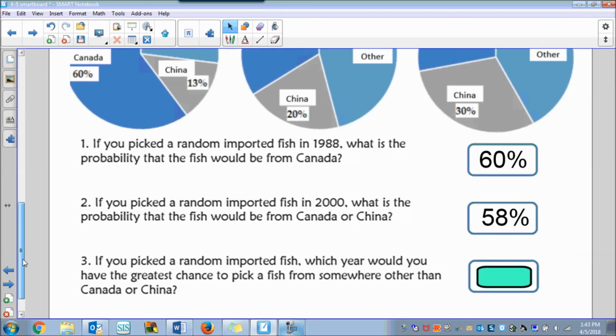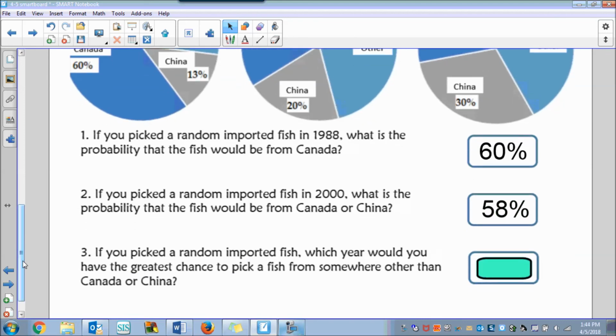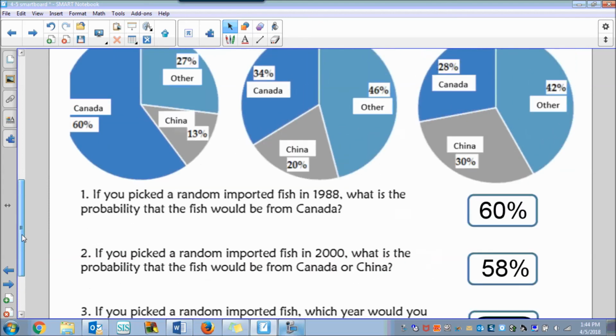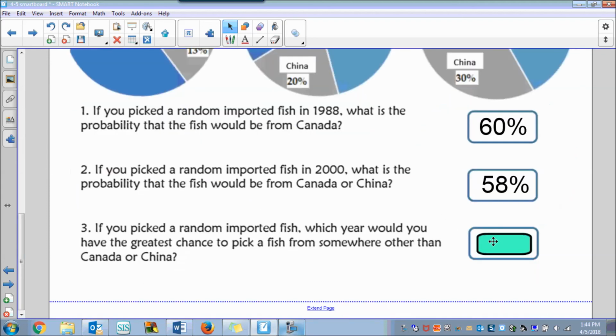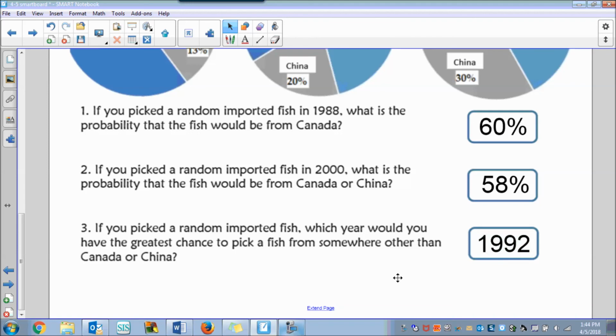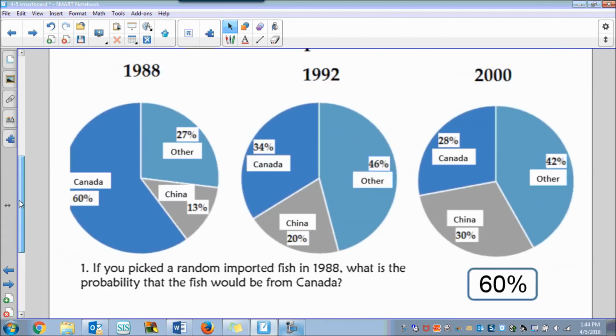On that last one, if we picked a random imported fish, which year would we have the greatest chance to pick a fish from somewhere other than Canada or China? So we're looking for which one has the biggest other category. That's definitely 1992. It's 46% versus 42% versus a 27% chance. So in 1992 was the best chance to get a fish from somewhere other than Canada or China.